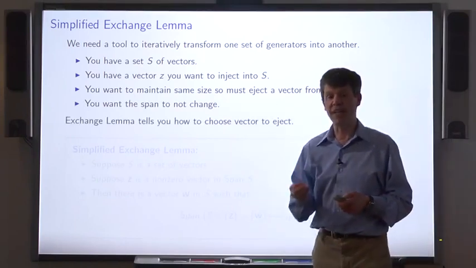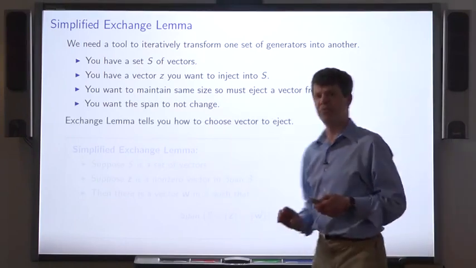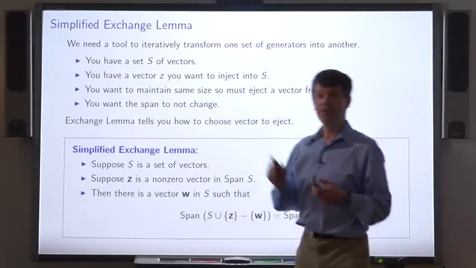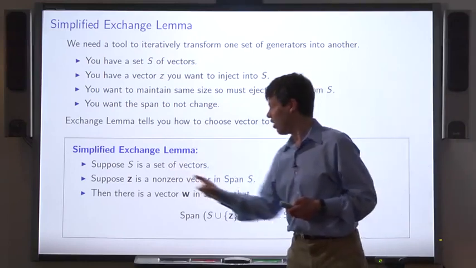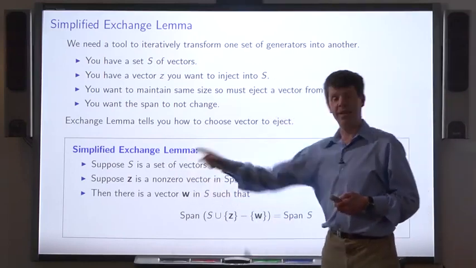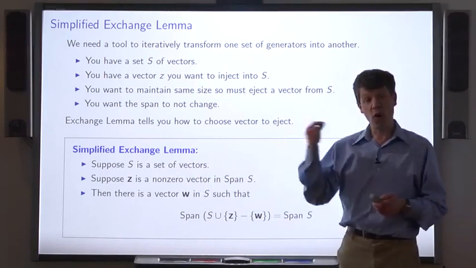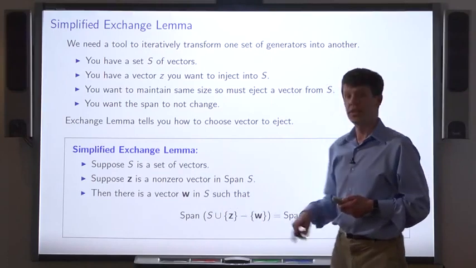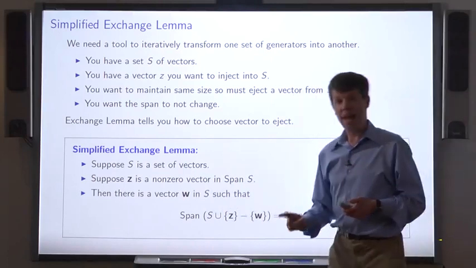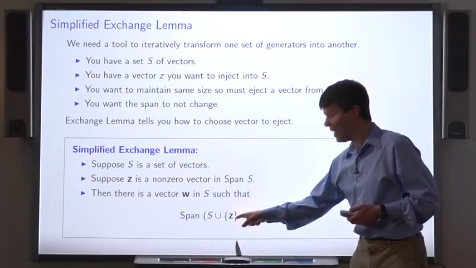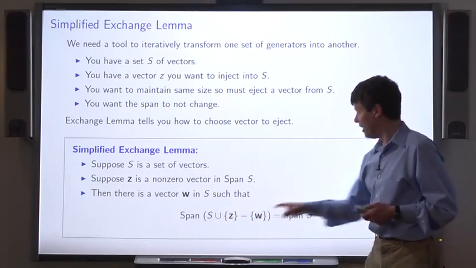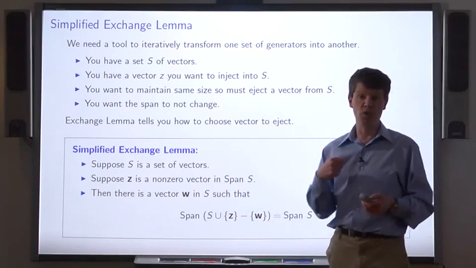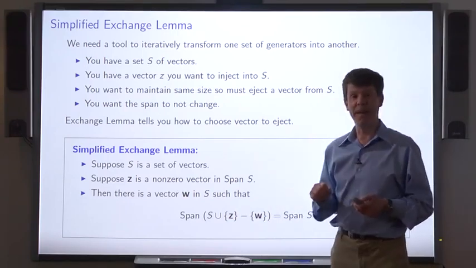It tells you which vector to eject. We'll start with a simplified version. So here's the simplified exchange lemma. Suppose S is a set of vectors and Z is a non-zero vector in the span of the set S. Then there always exists another vector W in S such that the span of the set obtained from S by adding Z and removing W is the same as the span of S. That is, W is a vector we can remove while maintaining the same span.